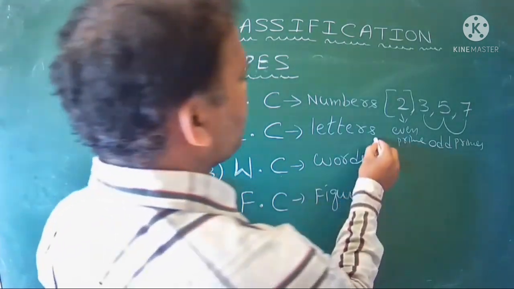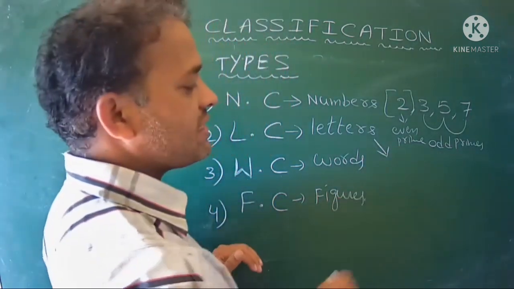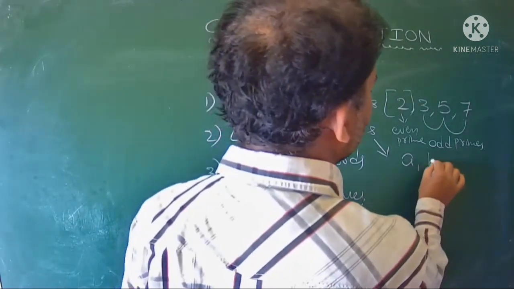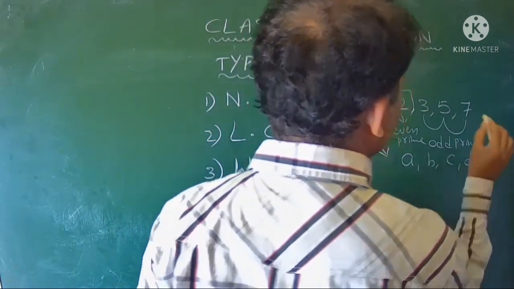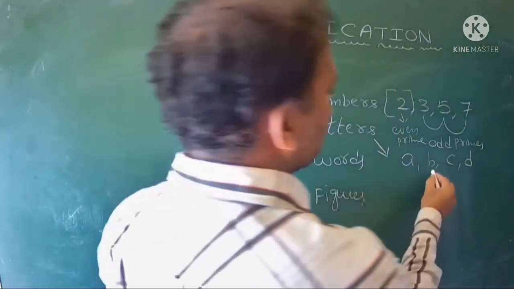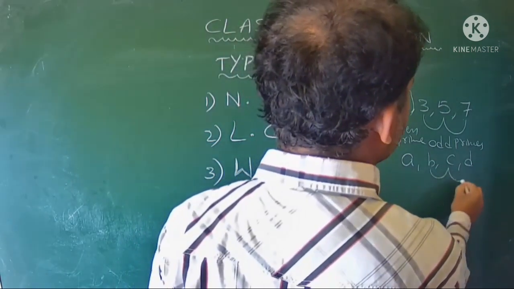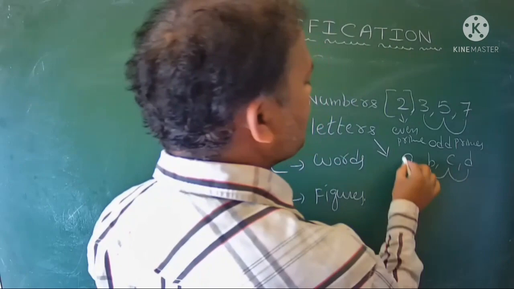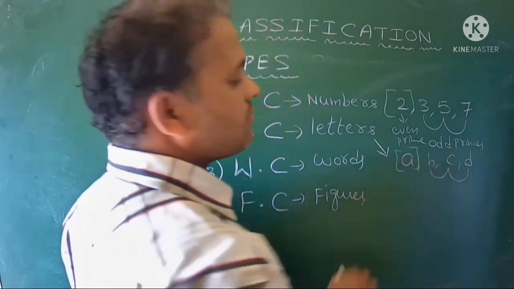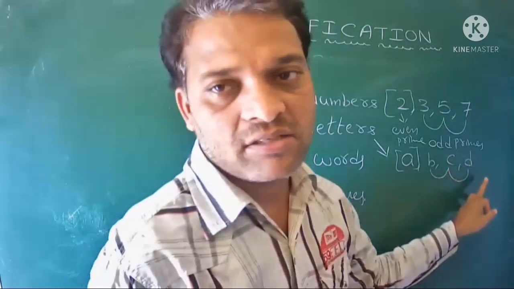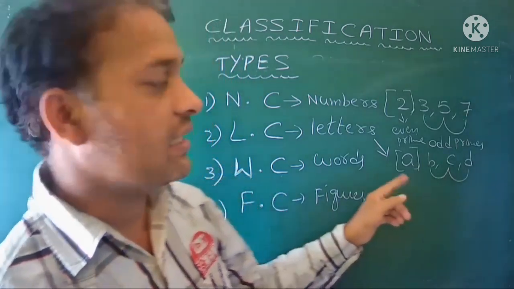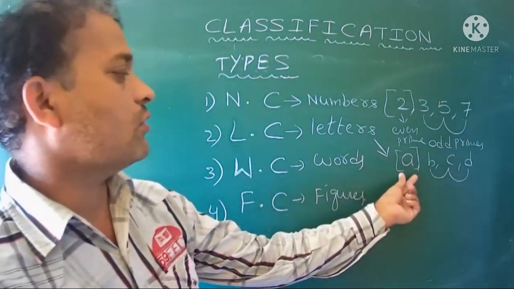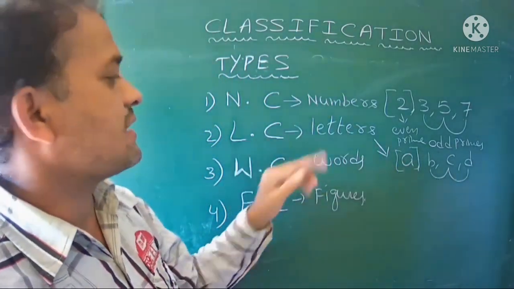Next, the letter classification example is A, B, C, D. Once you observe here, B, C, D are called consonants and A is called a vowel. That's why the answer is A. The odd one out is A from the letter classification.